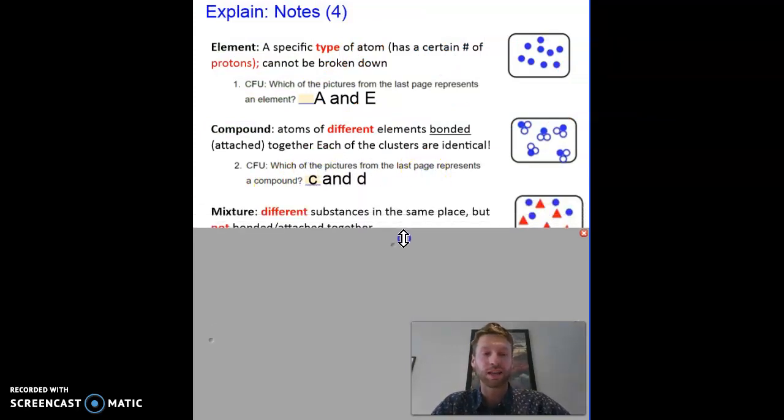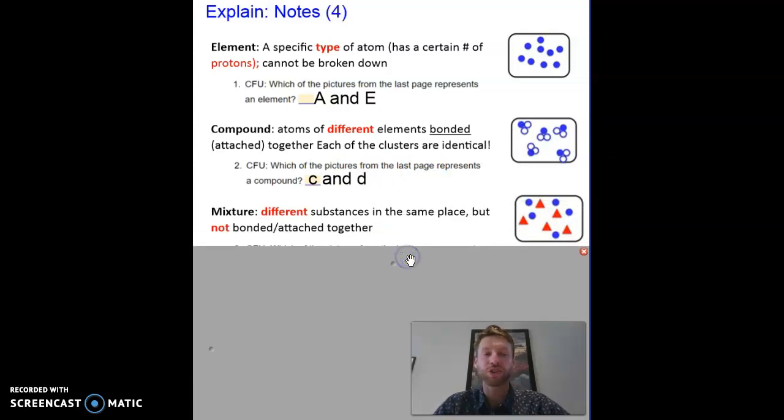Our last definition is a mixture. A mixture is different substances in the same place, but they're not all bonded or attached to each other. So this means there's some elements or some compounds all in the same place, but each of the clusters is not identical. In our model over here, we have blue circles and red triangles. So each of these represent two different elements. Notice they're not touching, which means they're not chemically bonded into a compound, and they're all in the same place. So this is a mixture of two different types of elements.